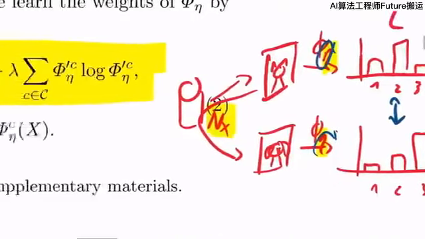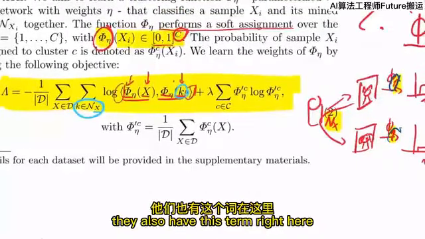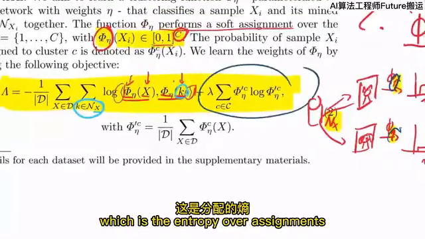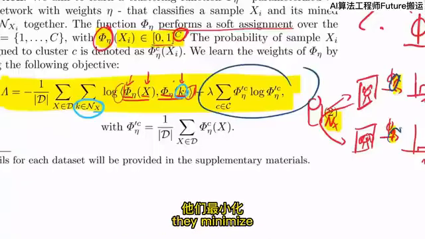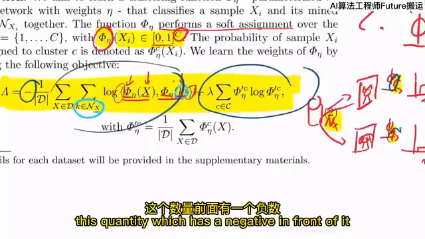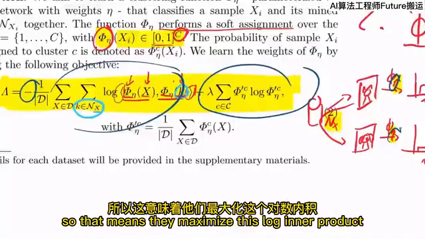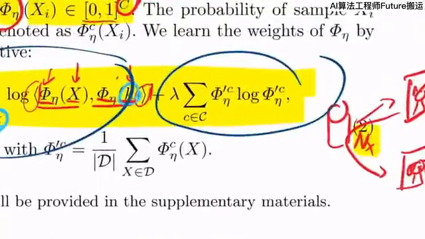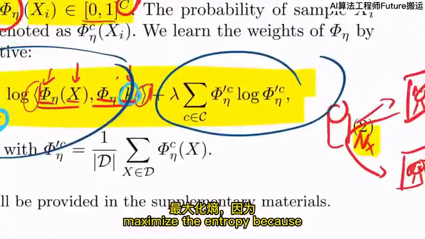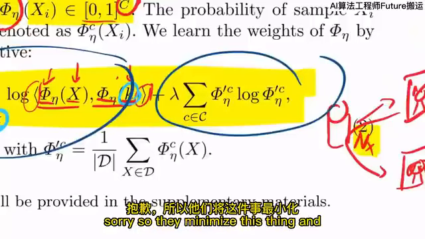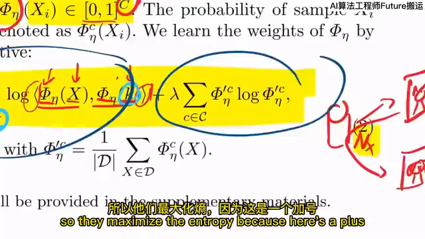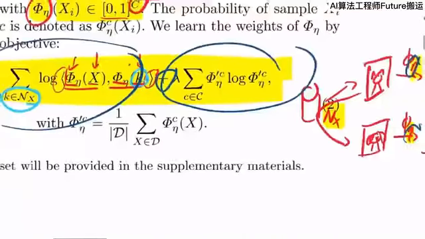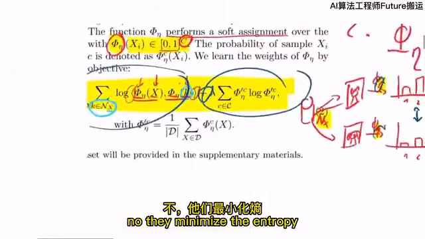Now they also have this term right here, which is the entropy over assignments. As you can see, they minimize the following quantity, which has a negative in front of it. So that means they maximize this log inner product. And they also maximize the entropy because, so they minimize this thing, but the entropy is a negative quantity, right? So they maximize the entropy because here's a plus. And no, they minimize the entropy.